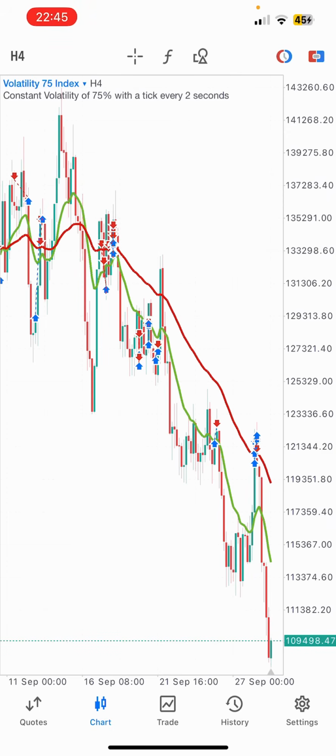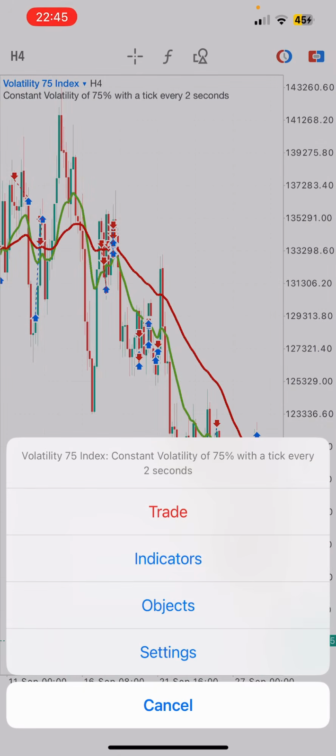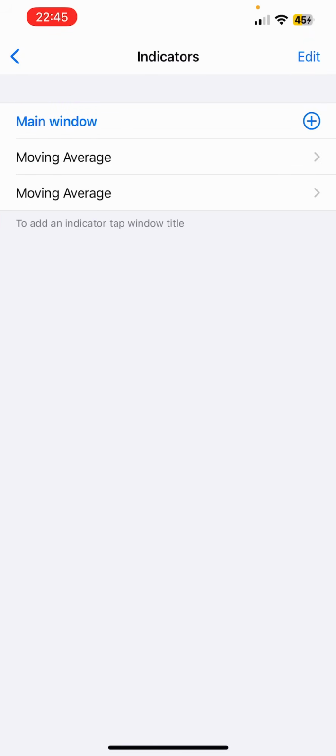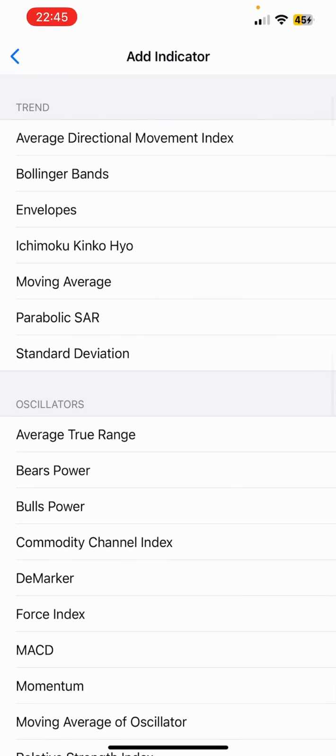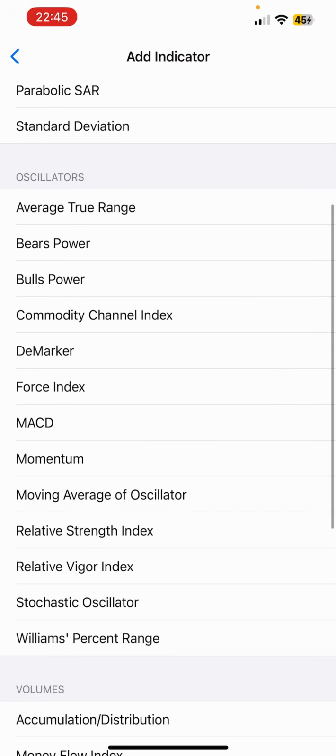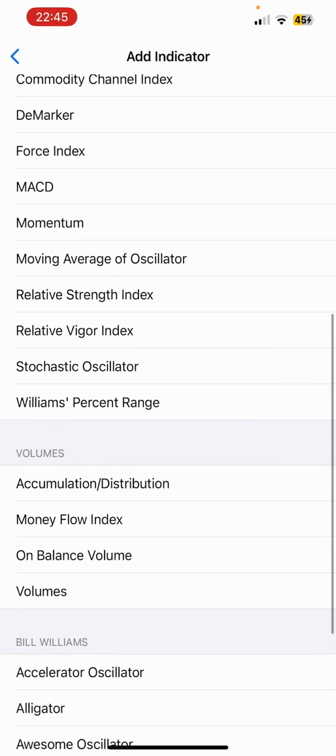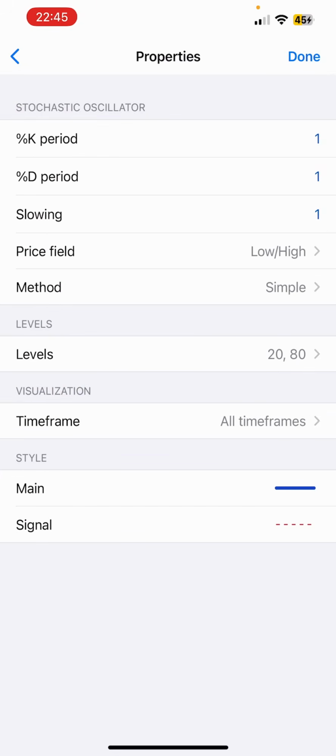So the third indicator which we are going to use now, you just tap here again, tap the screen, you go to indicator. Now you are going to come towards this main chart. You look for an indicator called stochastic oscillator. So you scroll down under oscillator, you look for stochastic oscillator. You are seeing after relative vigor index, you are seeing stochastic oscillator. You tap the stochastic oscillator.